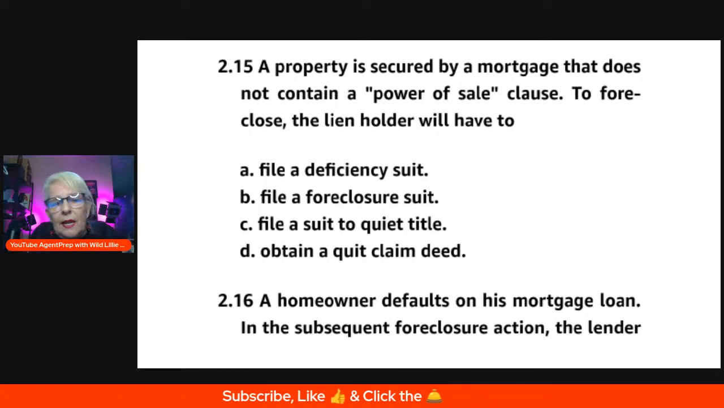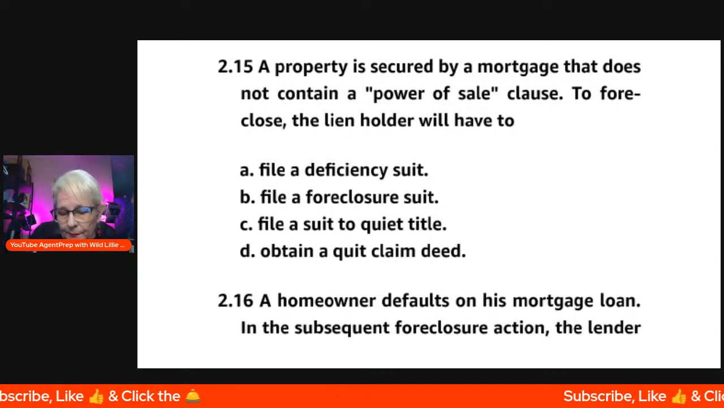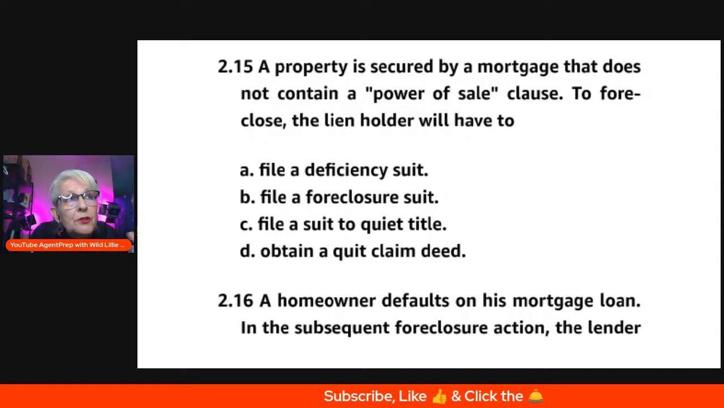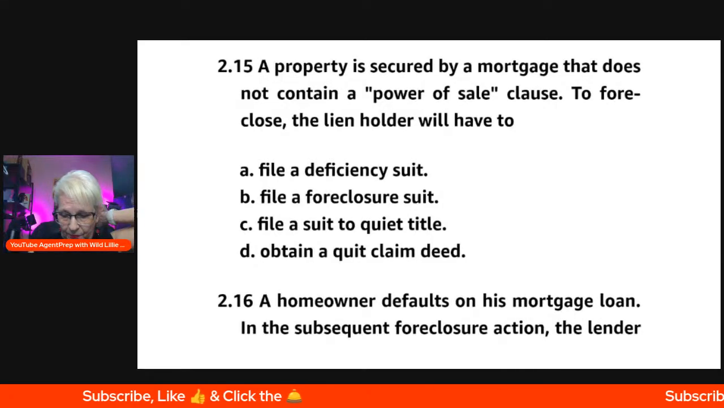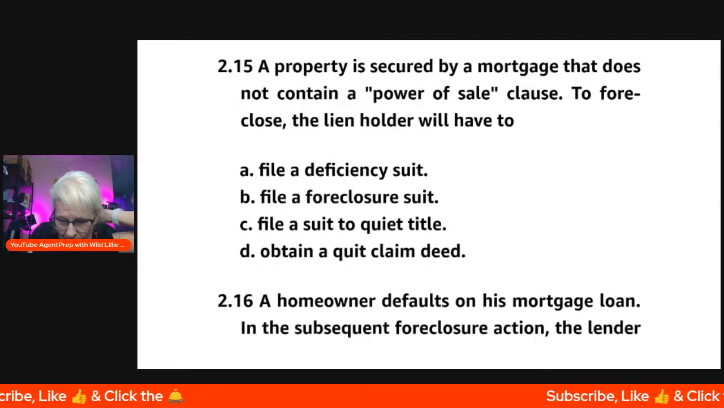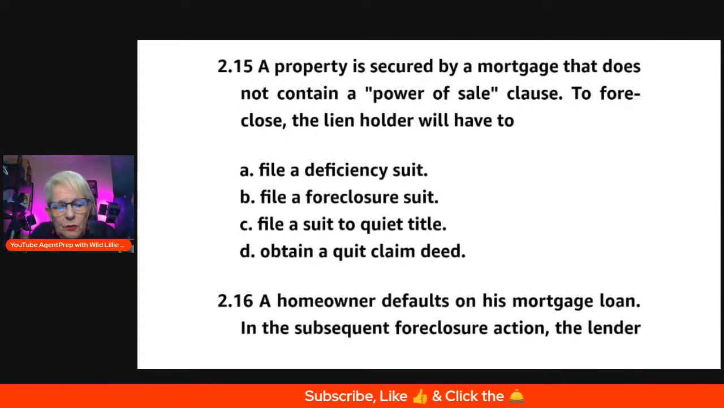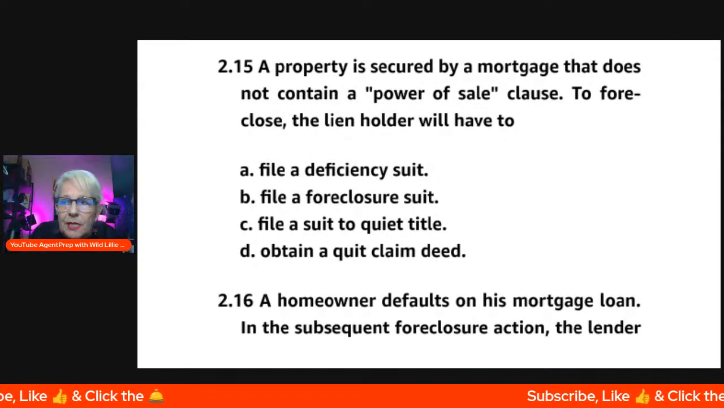So certain states have to go to court, and those are foreclosure states, and I'm trying to remember the terms. So there are two different types of foreclosures. One, you have to get permission from the court, and another one, you just follow the instructions that are in the deed of trust.